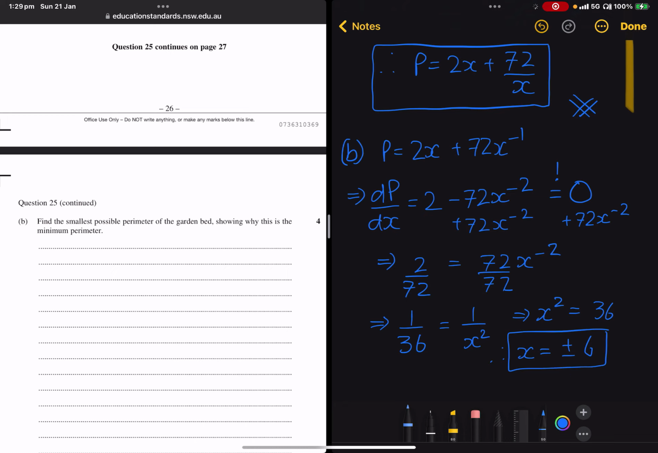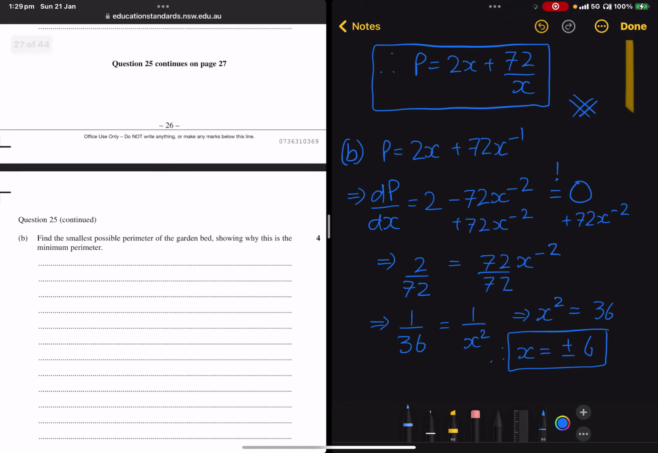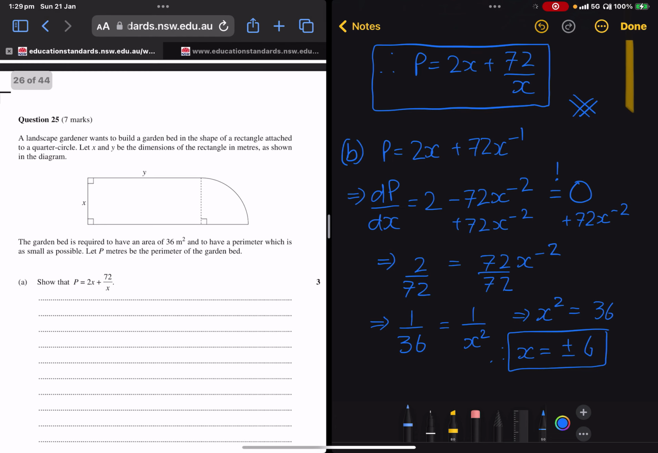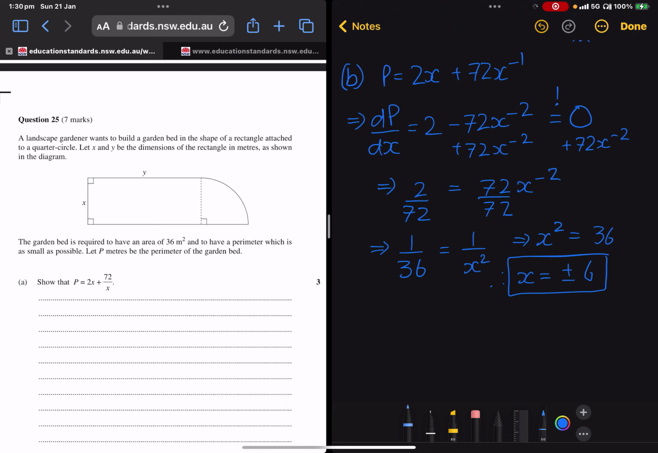This is the answer that the formula gives us. When we look at the shape we started with, the x and y's are positive. Right? This is a condition. This is a garden bed. These are measurable distances. So this means actually x will be equal to plus 6, because in the context of the question, plus 6 is the measurement we want. Minus 6 is just not a viable answer, essentially.